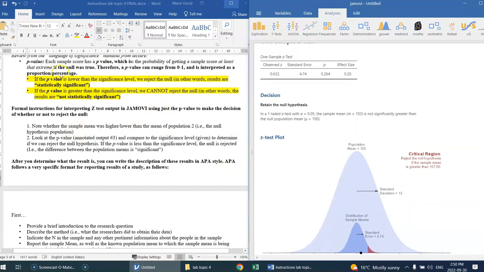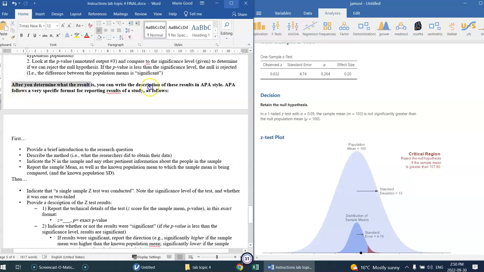We note that, yes, the sample mean was higher than the population mean of 100, right? 103 is higher than 100, so okay. But now we're going to look at the p-value and compare it to the significance level to determine if that difference is statistically significant, right? That difference between the sample mean and the null population mean, is it significant? And our p-value in this case tells us that no, it is not. It is not significantly different. And so that's pretty much it. You're just looking at the p-value.